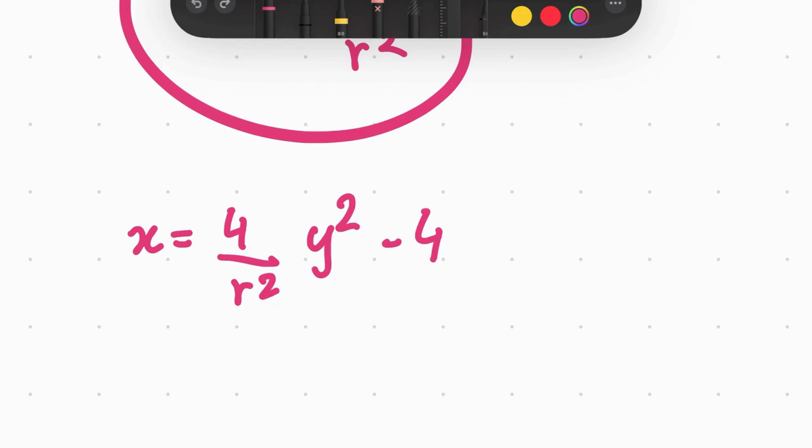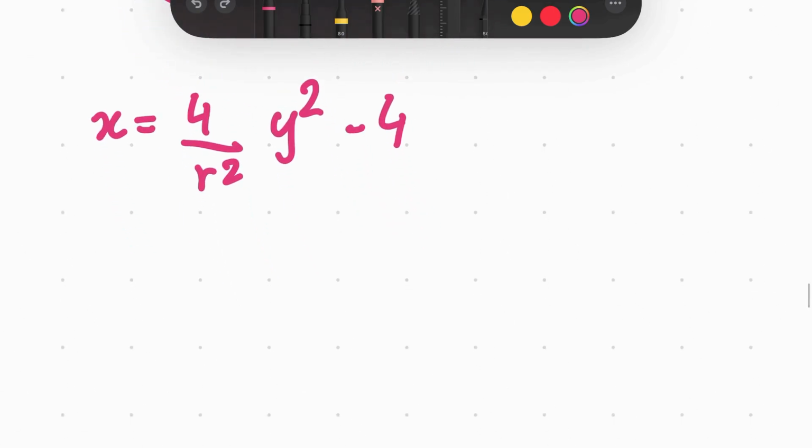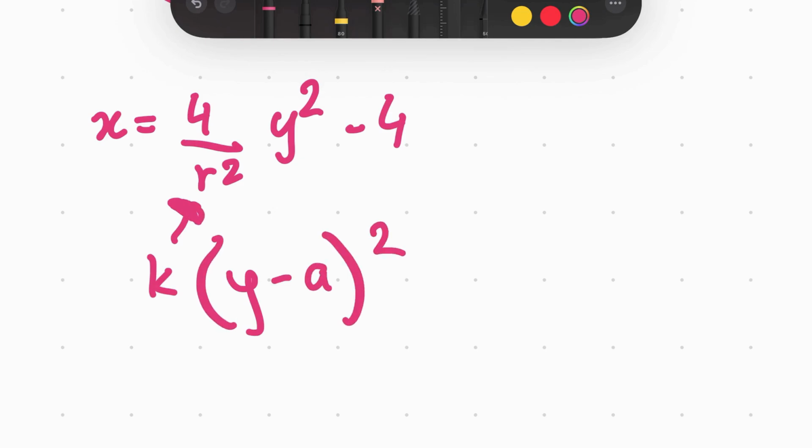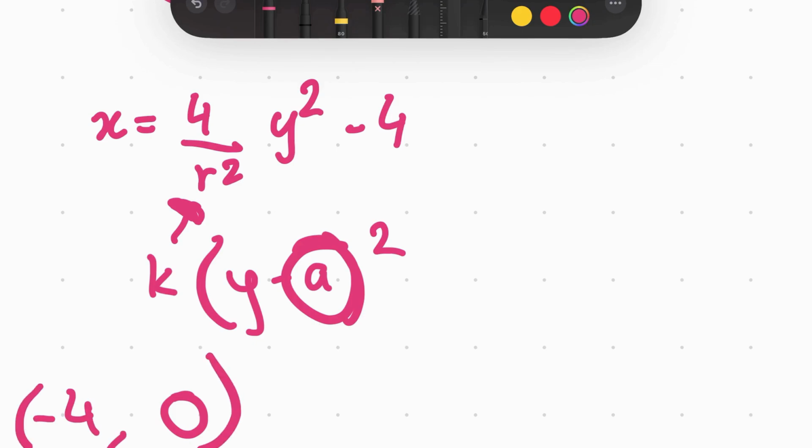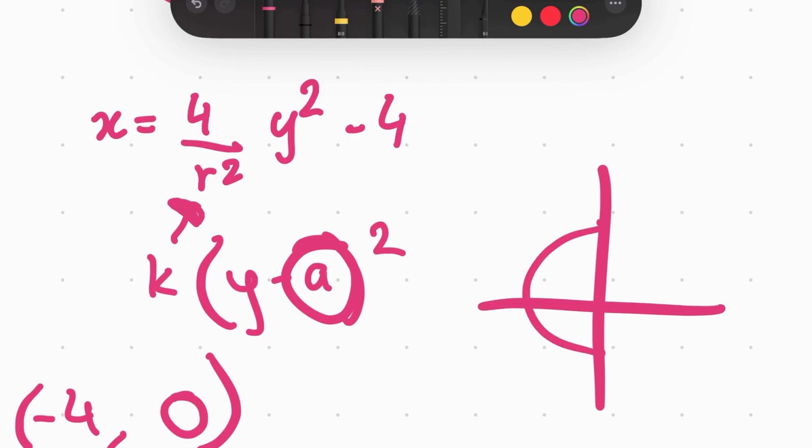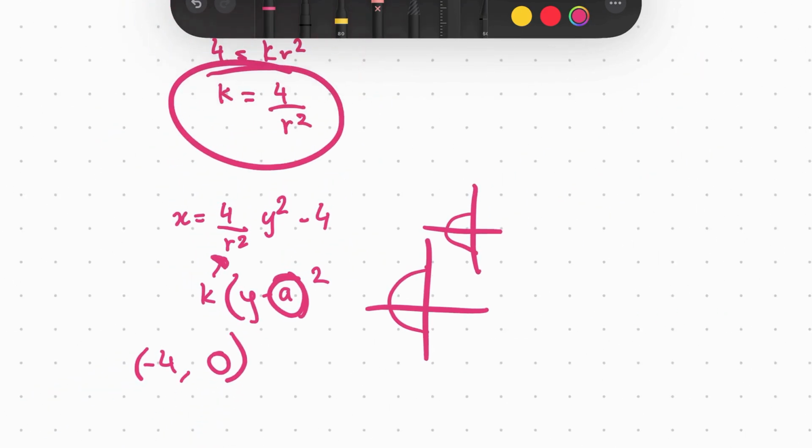Now, if we use our vertex form, we've got k, which is this, right? And then y minus a squared, and a is equal to 0. So it is going to look like that, and then we've got -4. So our vertex is still going to look like this, all right? There's no change to it. We've just changed our k, which means that we're going to change our roots. And that's all. That's how we can do this one.